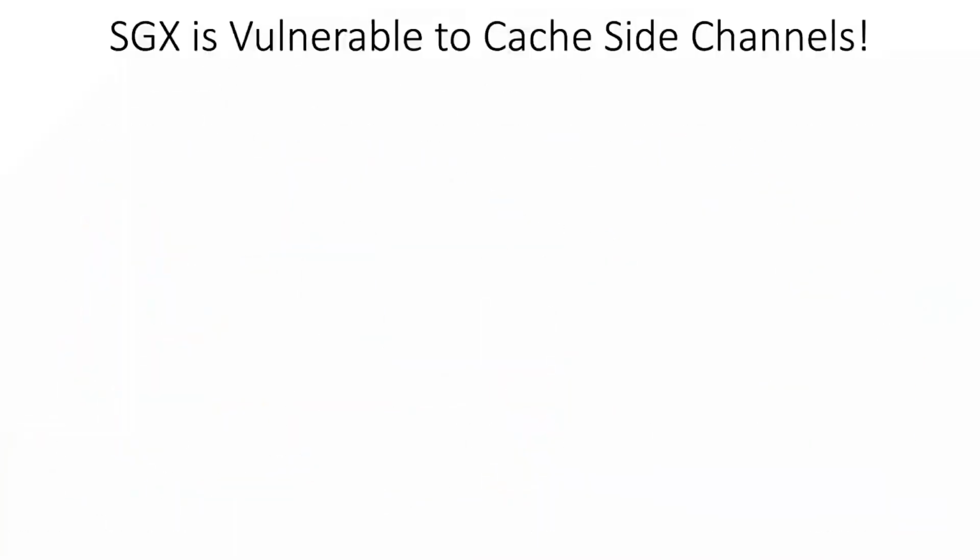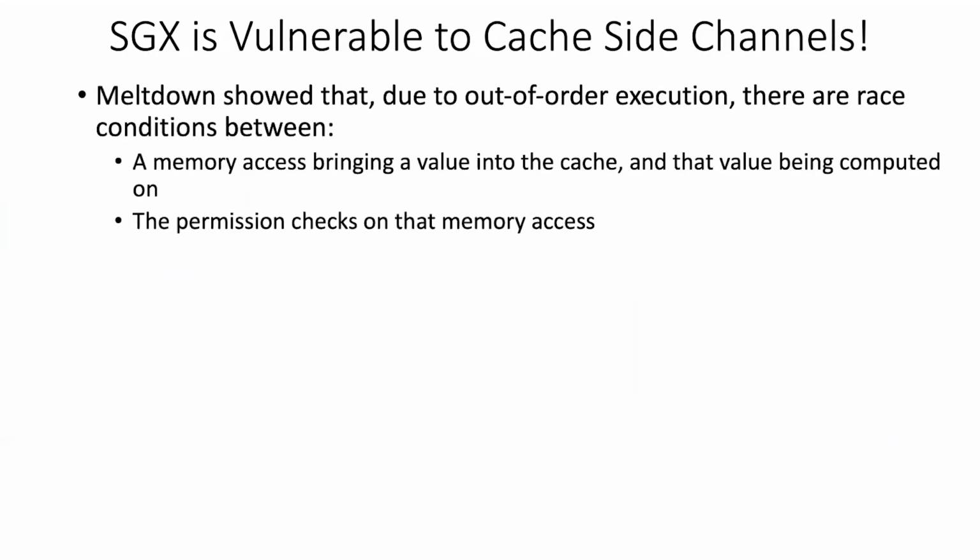Now, SGX is also vulnerable to cache-based side channels. So how does that work? In Meltdown, we saw that there is a race condition between a memory access bringing a value into the cache and that value being computed upon, and the permission checks that the hardware performs on that memory access.